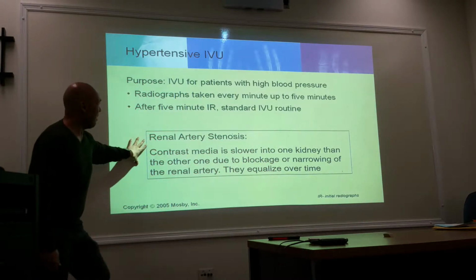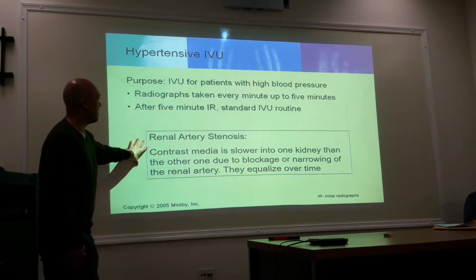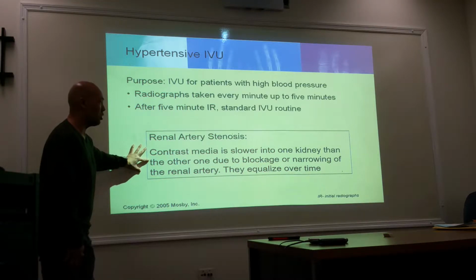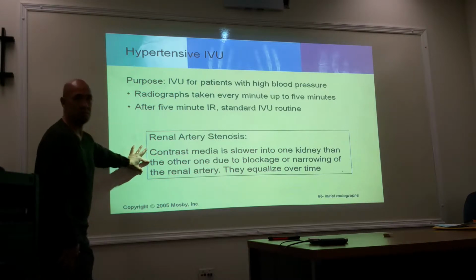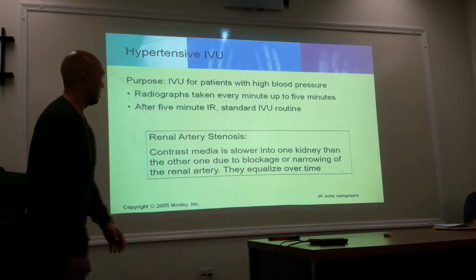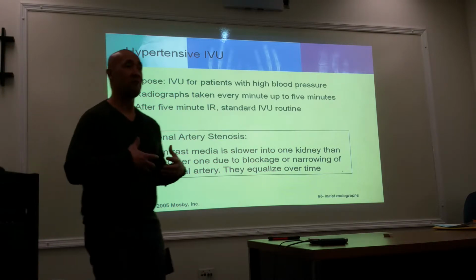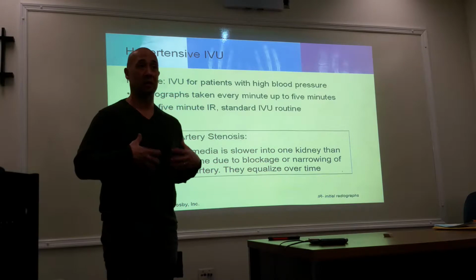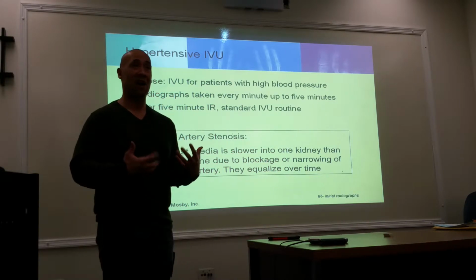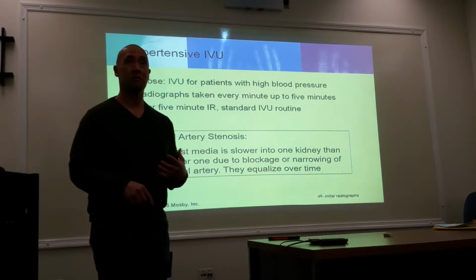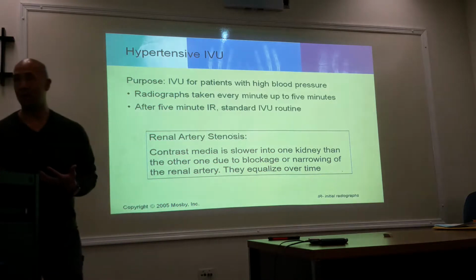So if there is renal artery stenosis, the contrast media is slower into one kidney than the other, due to the blockage or narrowing of the renal artery. So all hypertensive means is that we're taking extra nephrograms or nephrotomograms. So instead of doing 3, we'll do 5, 1 every minute. Make sense? Okay, so that's your hypertensive IVU.